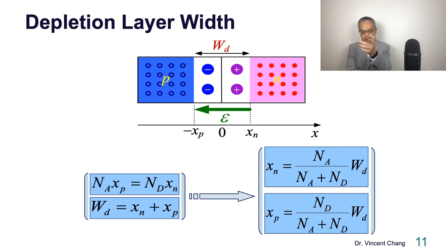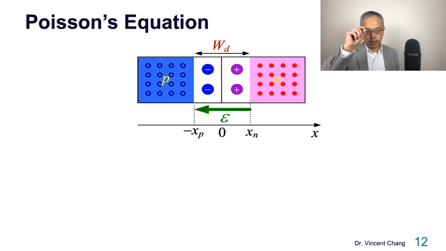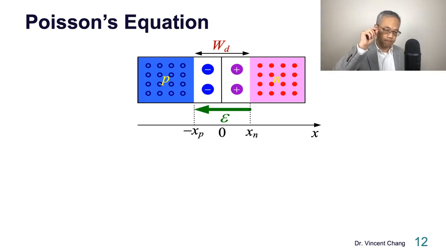Okay? So xn and xp are with respect to the total width, the acceptor atom concentration, and the donor atom concentration. So now, I want to explain this before we move on to the next lecture, all right?